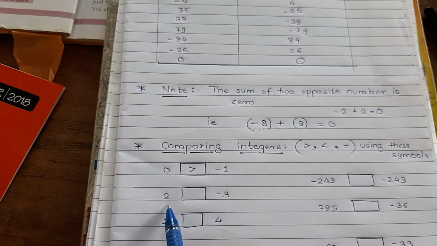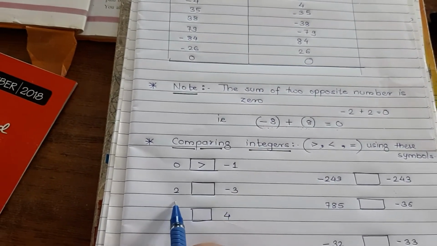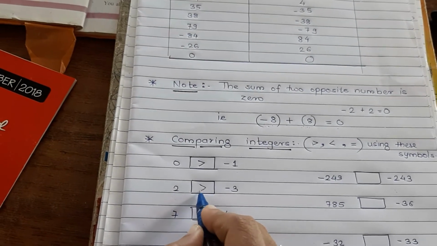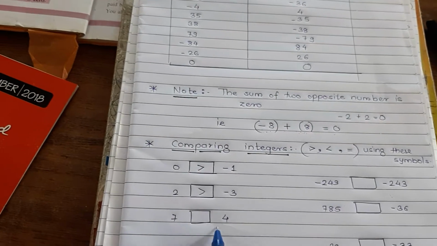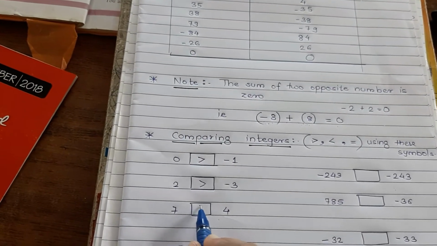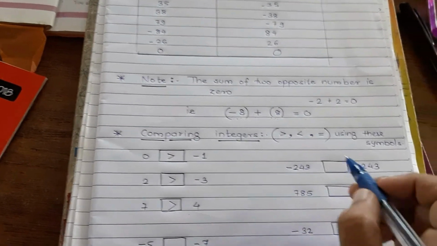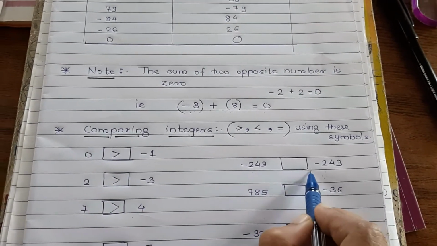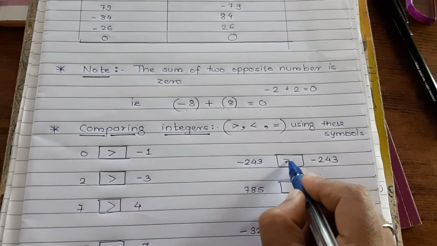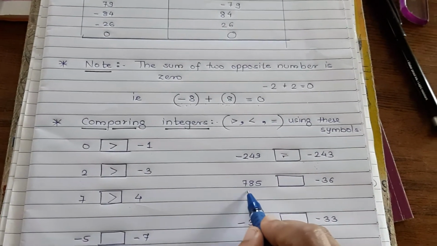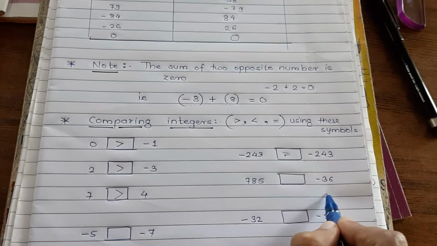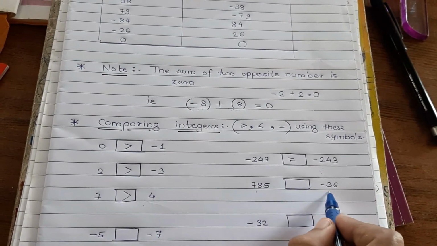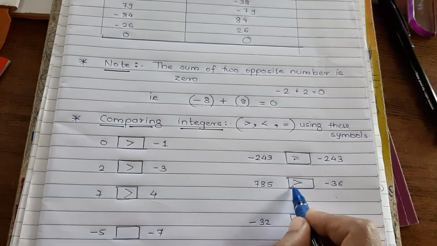Okay. 2 and minus 3. One number is positive, one number is negative. Always positive is bigger. So 2 will be greater. 7 and 4. Which is bigger? Yes, 7 is bigger. Fine. Now minus 243, minus 243. Both numbers are the same. So we are going to use the equal symbol. 785 and minus 36. Can you tell me which is bigger? One is positive, one is negative. We know that positive is always bigger.